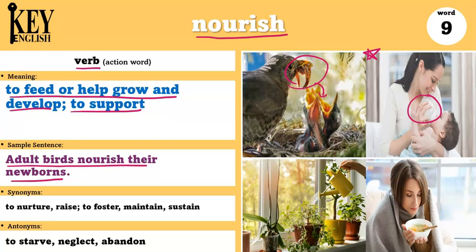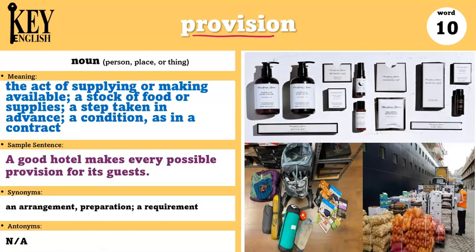We feed them milk. People also nourish plants by giving them some water and also by putting them in the sunlight. So I can say water and sunlight nourishes plants. And maybe when you're feeling sick, some soup will nourish you. It will support you or it will help you get better. Some synonyms for nourish are to nurture, raise, to foster, maintain, and sustain. Antonyms are to starve, neglect, and abandon. Our next word is provision.